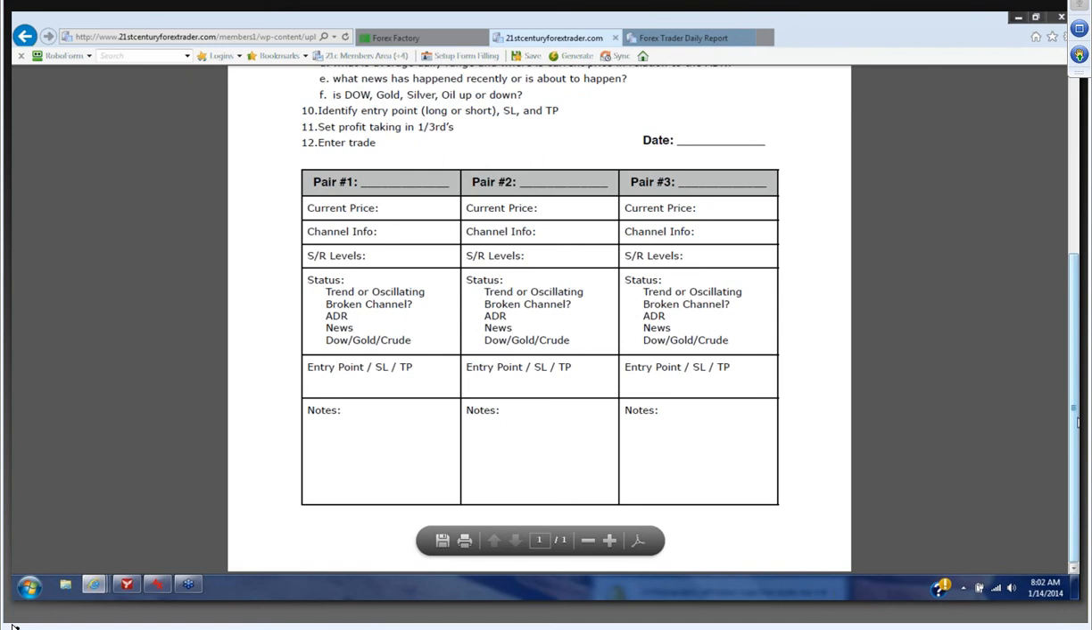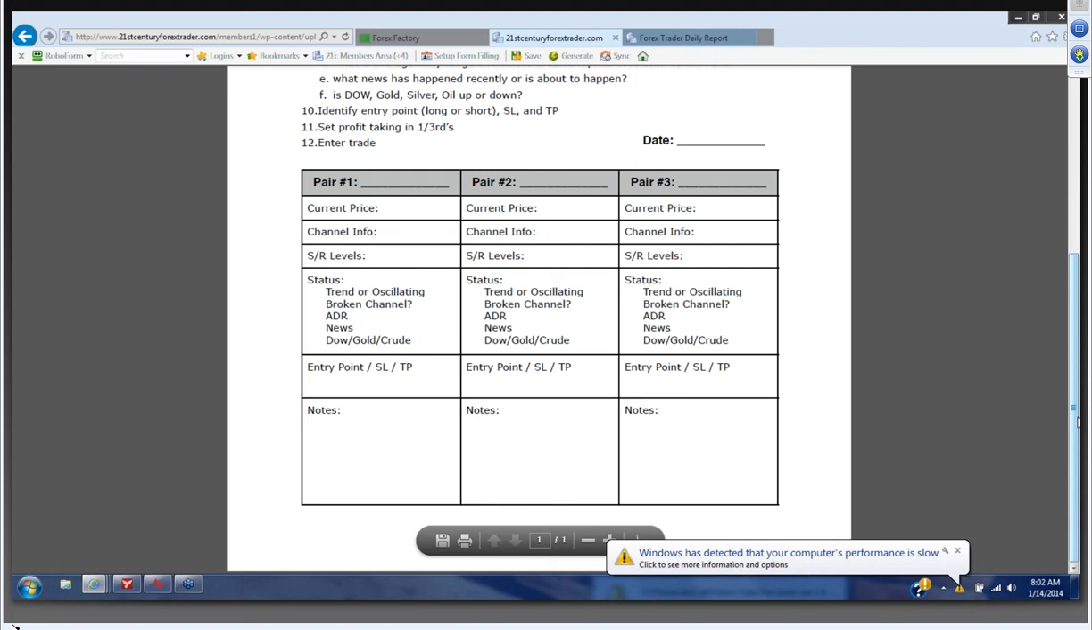This keeps us with a consistent approach to the marketplace. This ensures that every time we place trades, we're doing it in a consistent manner. Now, does that mean that we're going to win every trade? No, absolutely not. But it gives us a consistent approach, and consistency is key when it comes to trading. We have to have a consistent approach if we want to have consistent results.